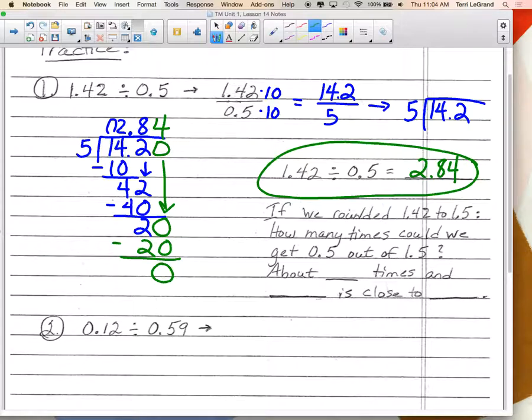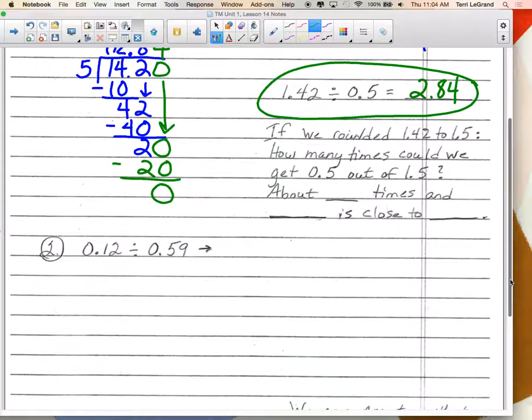Okay, let's see if this answer makes sense. Remember, we don't want to just do it and get an answer and be happy that we have an answer. We want to say, how could we make sense of this answer? So, if we rounded 1 and 42 hundredths, the dividend, up to 1 and 5/10, 1 and a half, how many times could we take 5/10, also known as 1/2?